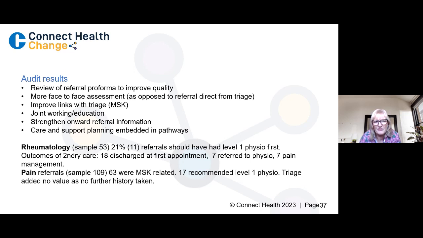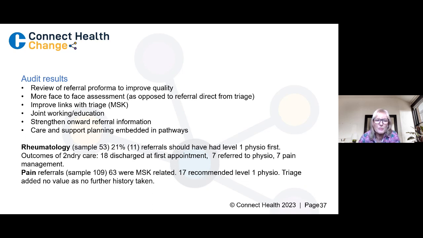Suggested that more face-to-face assessments would be appropriate because there were lots of people just being referred on from the triage point, but actually if there wasn't good information in the first place, it was very difficult to make that decision about where they should go. They should improve links with the triage.